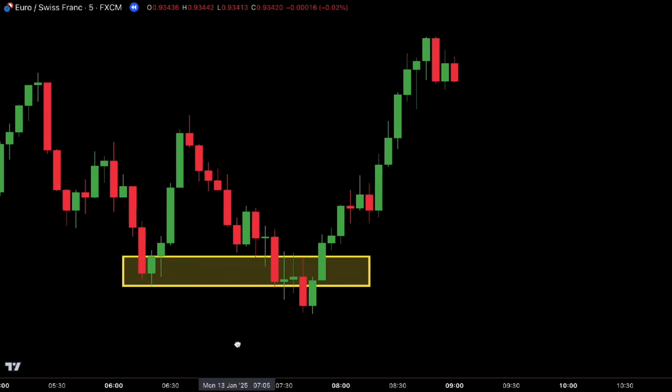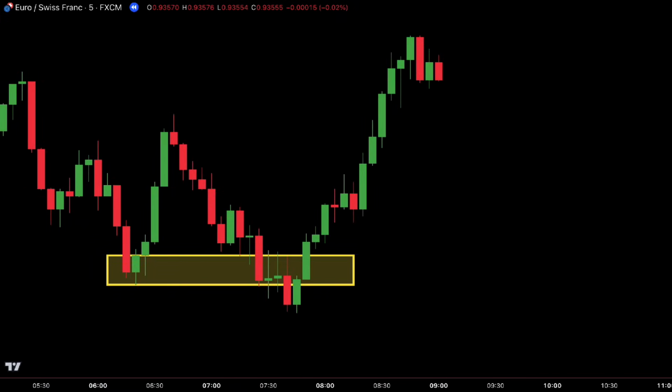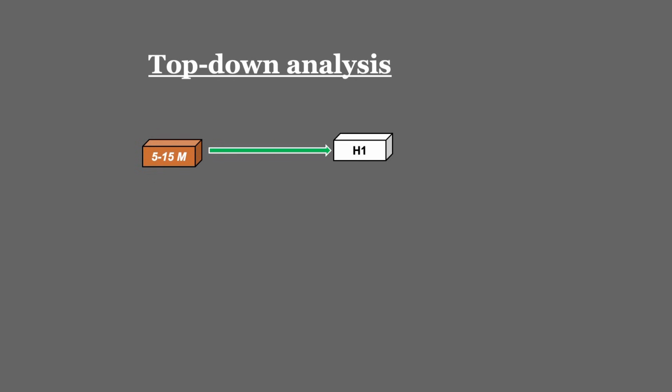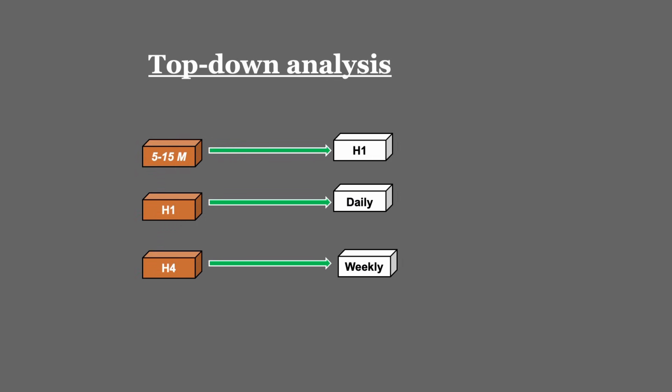This strategy works on all time frames, but it requires proper top-down analysis. If you're trading the 5-minute or 15-minute chart, your higher time frame is the hourly chart. If you're trading the hourly chart, your higher time frame is the daily chart. For the 4-hour chart, use the weekly chart as your higher time frame. And if you trade the daily chart, your higher time frame is the monthly chart.